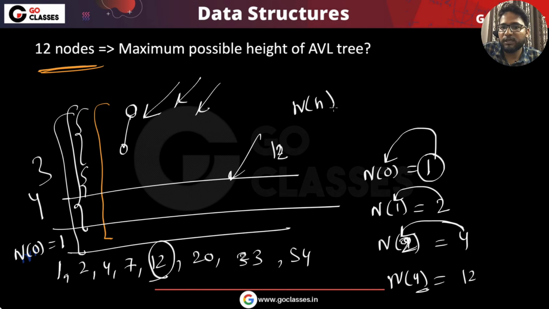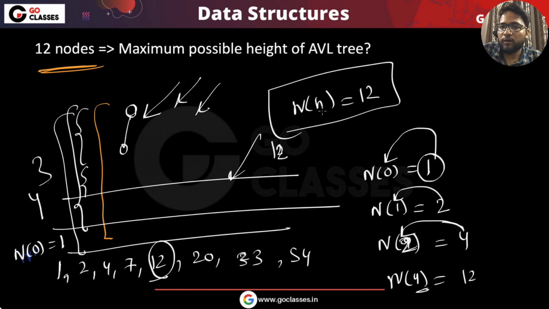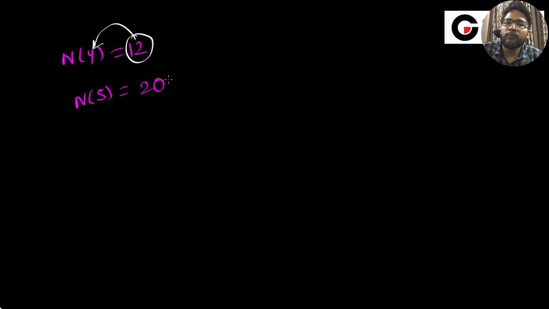Now they have basically told you that this N_H is 12, find out this H. So you just tell me how many nodes you will be throwing such that the height is maximum. If you throw 12 nodes, then you will be having height 4, isn't it? What if you throw 13 nodes? See, n4 is equal to 12, n5 is equal to 20. If you throw 12 nodes, then maximum height you will be getting is 4. If you throw 20 nodes, then the maximum height you will be getting is 5.